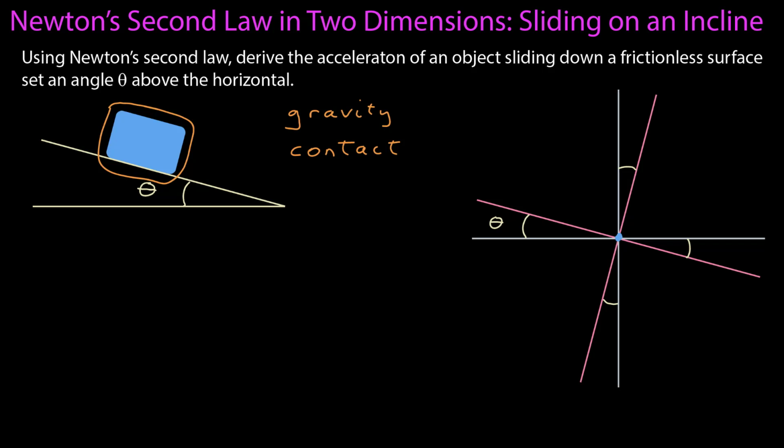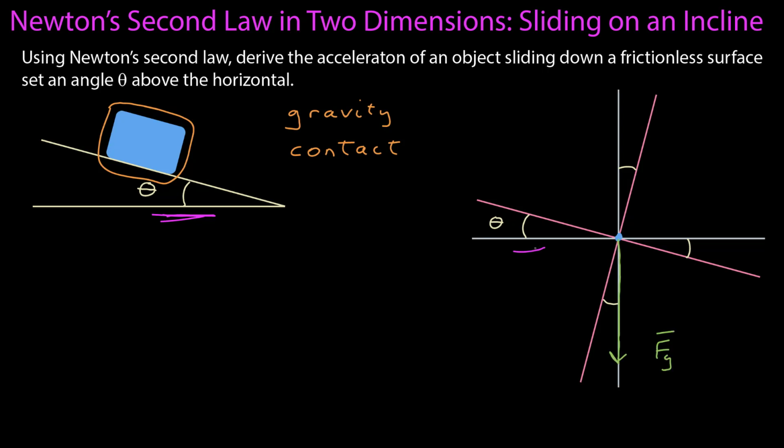Then I want to find the angle that I'm given in the problem and find out where that angle is on my axes. This angle is equal to this one here. And now, due to geometry, I know that every other angle is exactly that angle theta. That's going to help me find components when I set up my free body diagram.